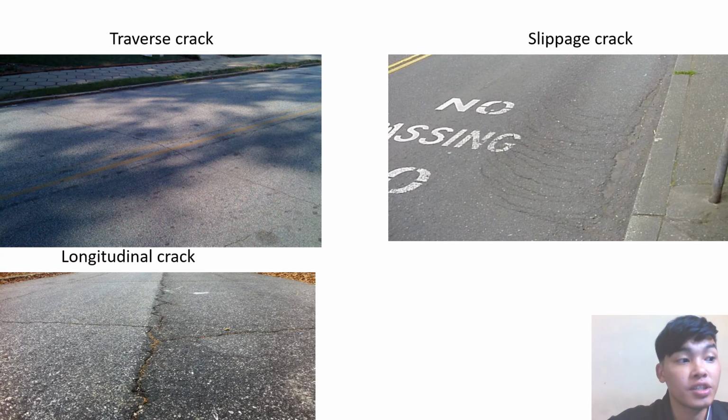Transverse crack. It is caused due to reflective cracks from the underlying layers, temperature, and poor construction. Slippage crack. It is caused by a lack of bonding between layers. And longitudinal crack. This crack is caused due to pavement fatigue, reflective cracking and poor joint construction.